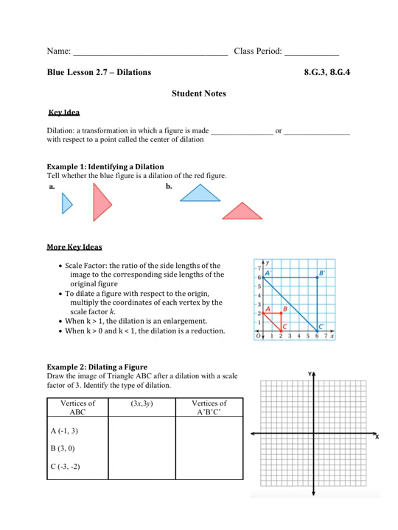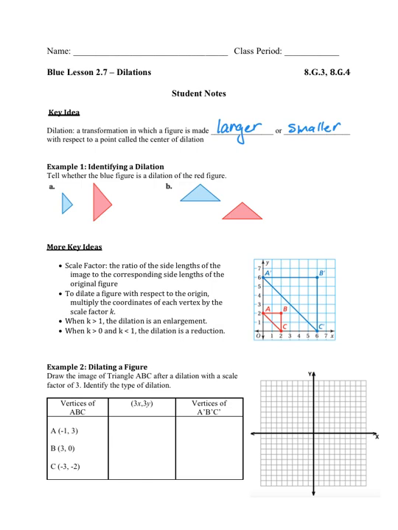Our key idea here is that a dilation is a transformation in which a figure is made either larger or smaller with respect to a point called the center of dilation. So this is the first transformation that we've talked about which does not result in a congruent image. Instead, it results in a similar image.